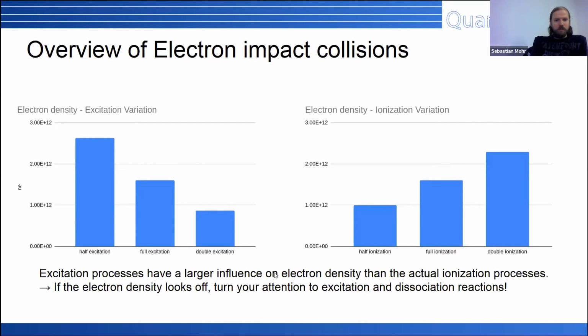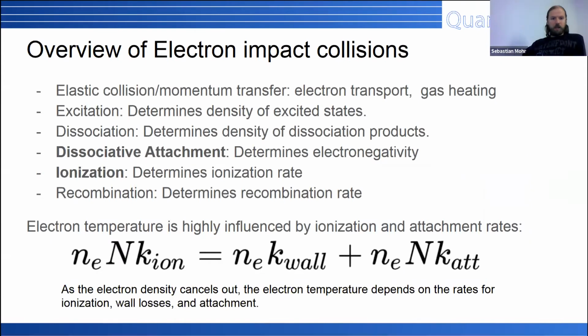So if you do a simulation, and you see that your electron density looks a bit off, you should rather turn your attention to excitation and dissociation reactions rather than ionization. For example, if you overestimate your electron density, it's more likely that you're forgetting some excitation reactions than that there is something wrong with your ionization reactions. However, what does the ionization influence? It is, for example, the other fundamental plasma parameter, which is the electron temperature.